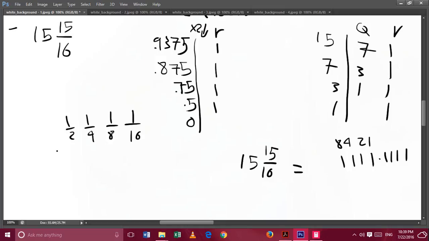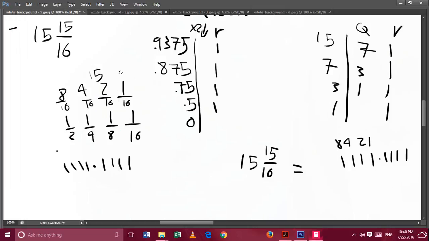You will figure out that if I make this denominator 16, this first one will be 8 over 16, and this second one will be 4 over 16, and this will be 2 over 16, and this one will be 1 over 16. If you add all these numbers up, this would be 15 over 16. So that's an easier way to figure out that 15 is this number here in binary, and 15 over 16 is this number to the right.